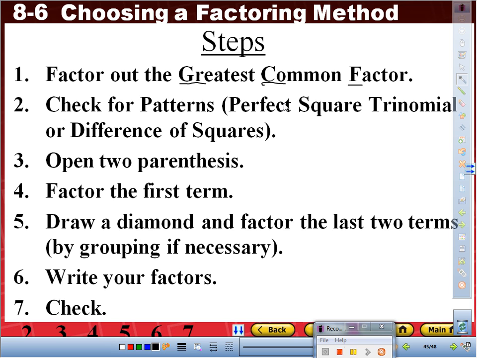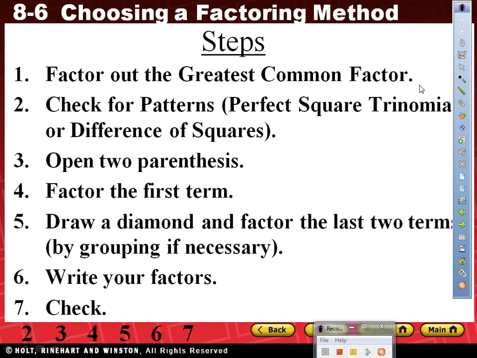Okay? Because today we finished chapter 8. We're close to getting into chapter 9, which is next week, and we're going to start getting into equations. So check this out. Look at step 2, though. Step 2. Check for patterns. What kind of patterns did we look at yesterday? Perfect square trinomials. Remember that? And also difference of squares. So the only difference from my steps before till today is we're going to be checking for patterns right after the GCF. Everybody with me?